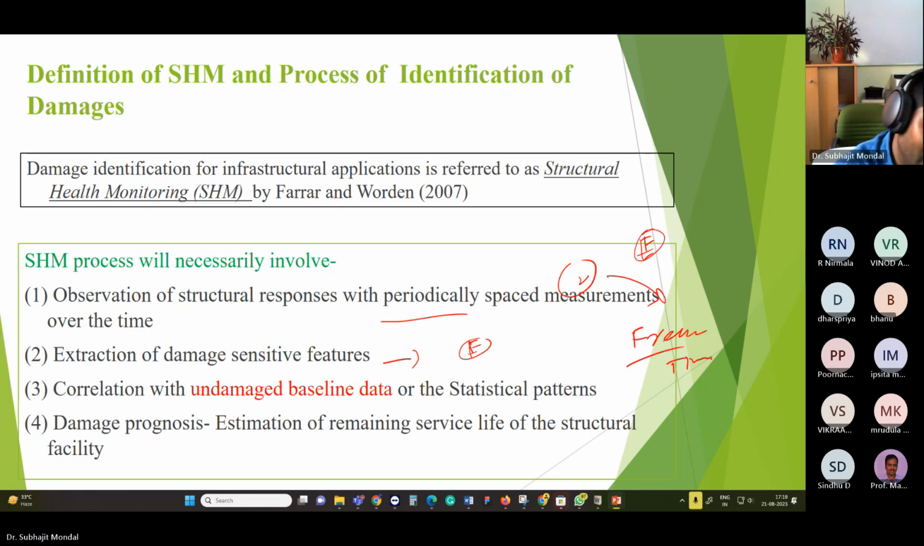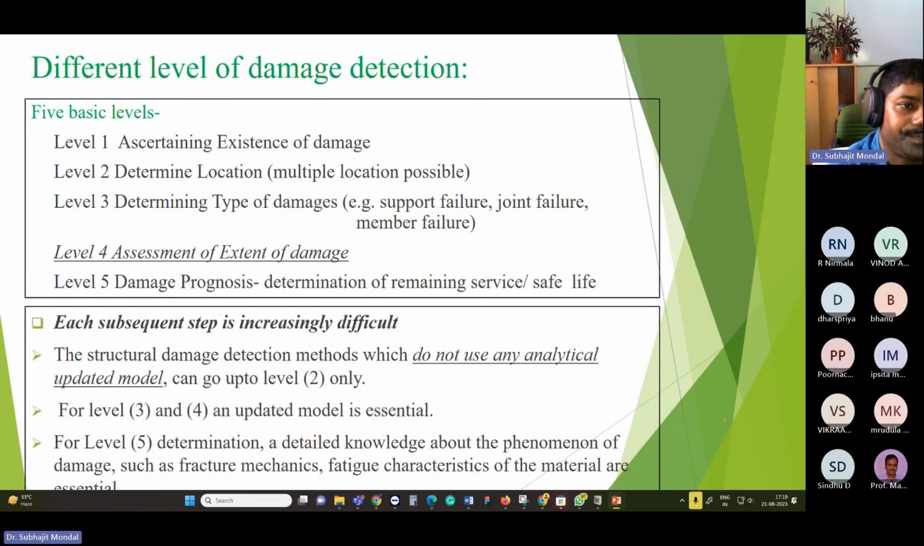Now again, you should have a baseline model, and if you have the baseline model, then what you have to do is correlate the model. You have to correlate the response of the baseline model with the actual model. And you have to go for identification of damage and then the remaining service life of the structure. So this way basically you should approach your structural health monitoring.